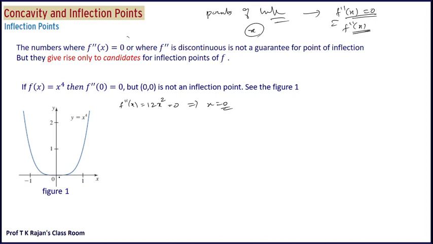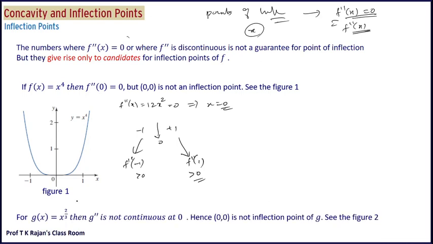But what about the nature of the graph around 0? We can see that to the left of 0 the curve is concave upward, and to the right of 0 it is also concave upward. So the curve is not changing its concavity. To test analytically, you take two points, -1 and +1, on either side of 0 and calculate f double dash of -1 and f double dash of 1. You can see that they are of the same sign; both are greater than 0. Therefore, this point 0 is not a point of inflection of the curve f(x) equals x raised to 4, even though f double dash of 0 equals 0.